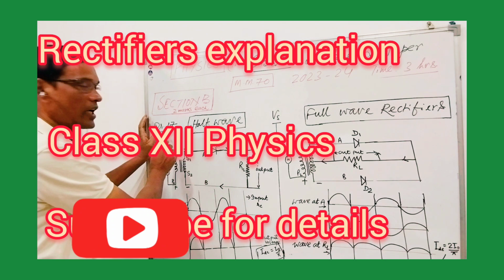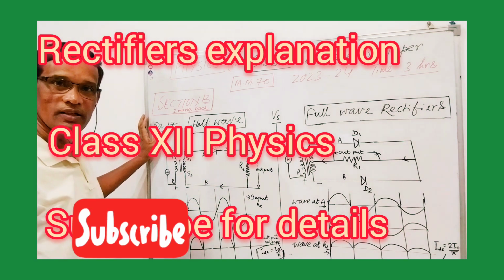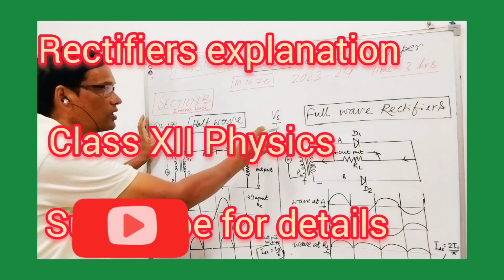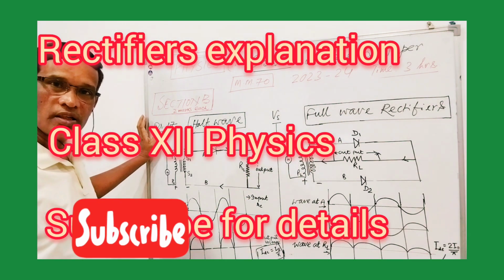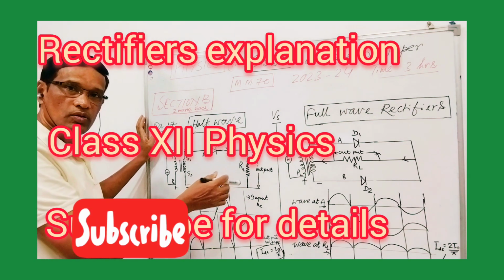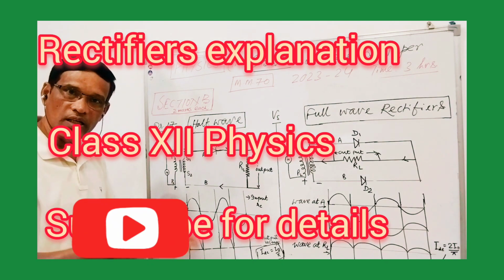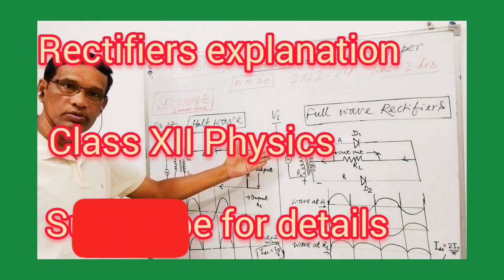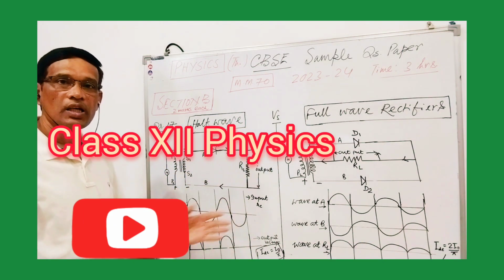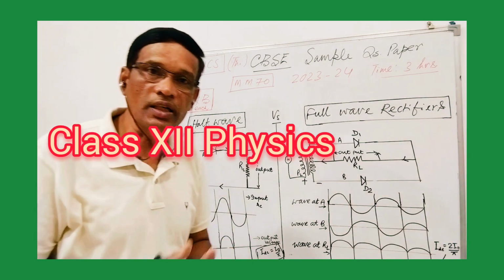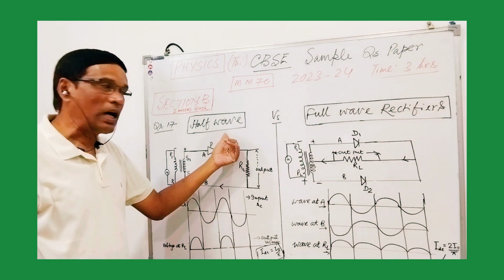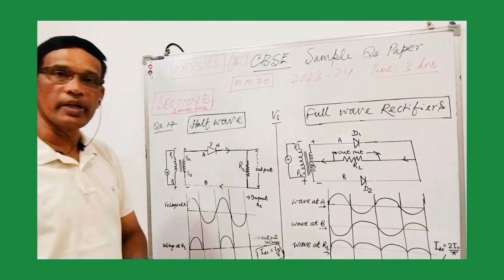Let's have the discussions on question number 17 of the CBSE sample paper 2023-24. Question number 17 is related to half wave versus full wave rectifiers and the identifications. As I told you all, we are not preparing the questions and the answers here. We are trying to figure out the types of things which come in the board examination as a sample. So question number 17 is on half wave versus full wave rectifier.